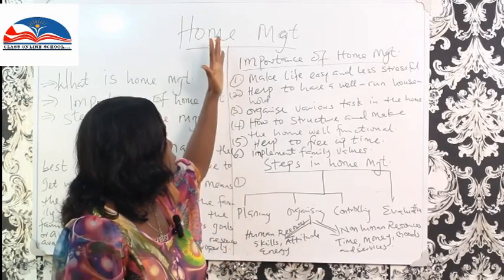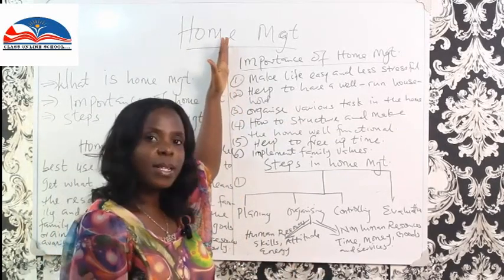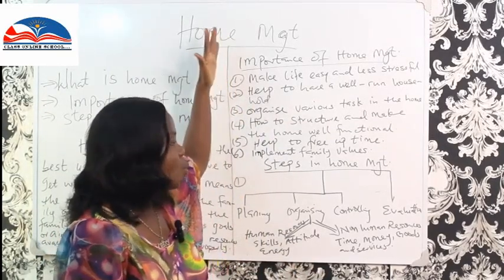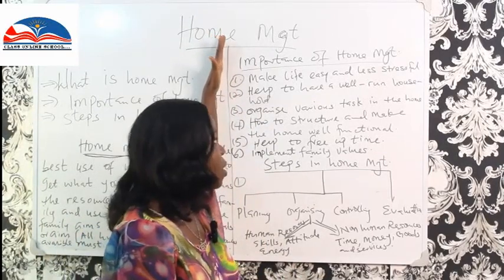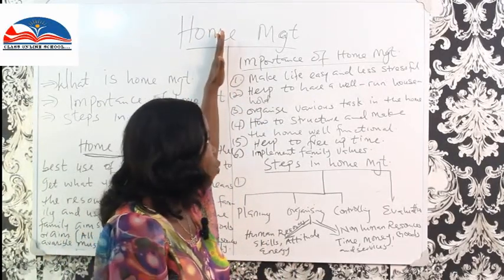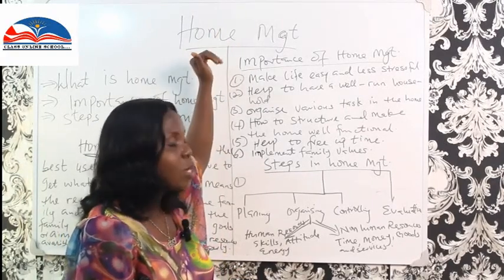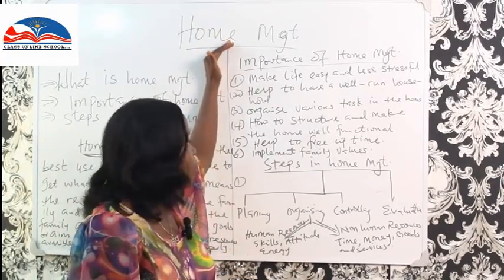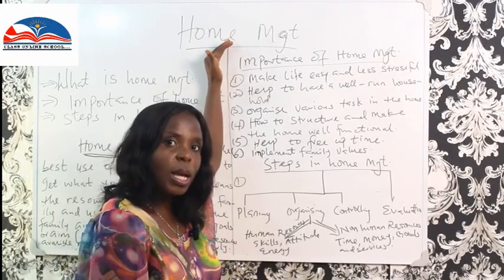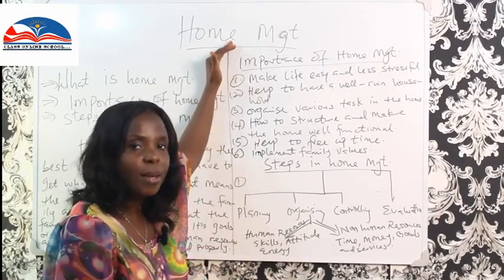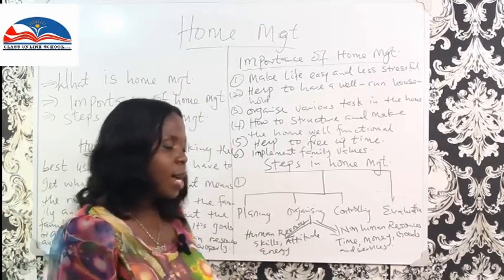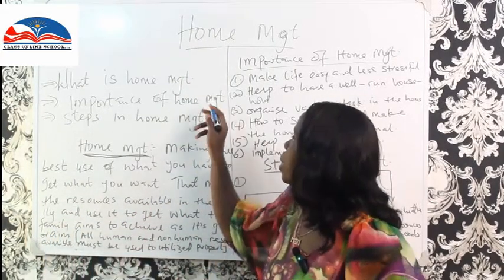So the importance of home management cannot be overemphasized, because it will help us to live a stress-free life, help us to use our time wisely, help us to run a good home, help us to put in good structure in the home, help the home to function very well, help us to have a good value system in our home. That's objective number 2 for home management.